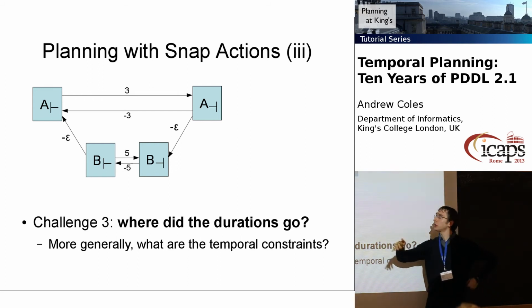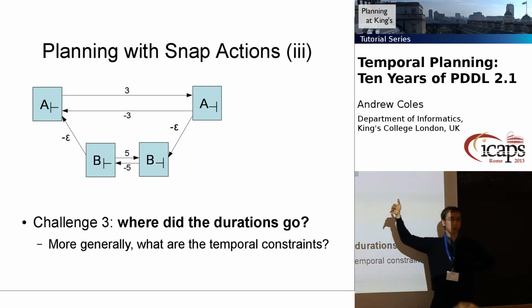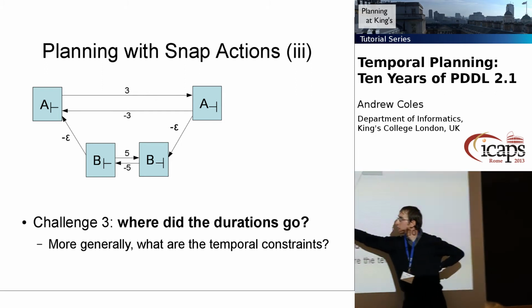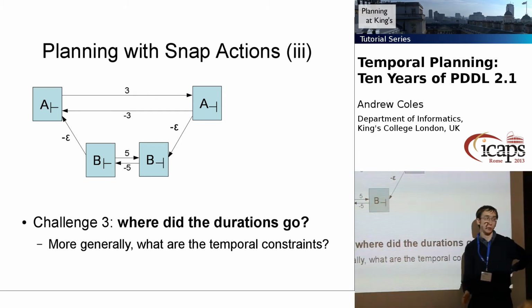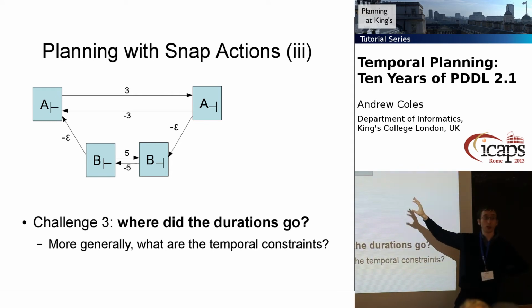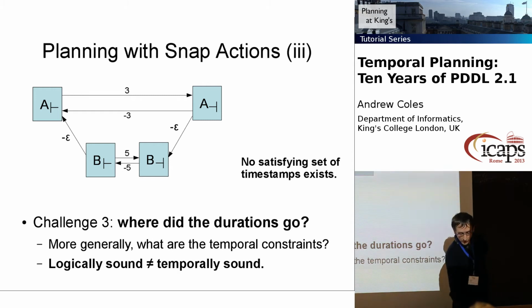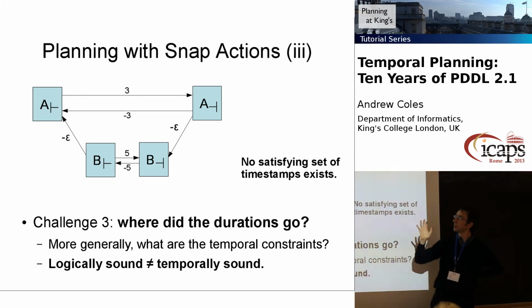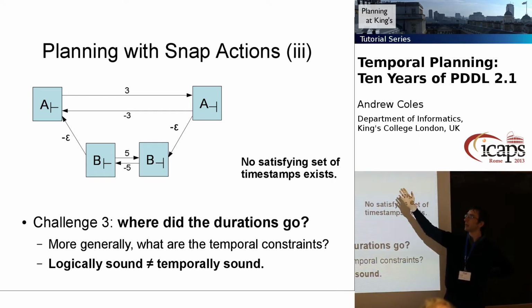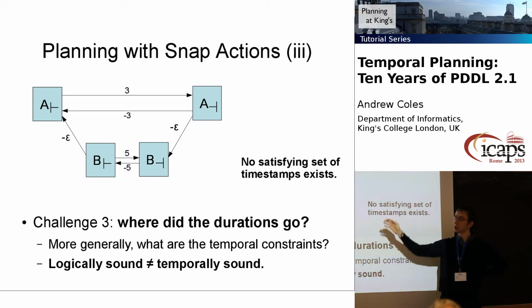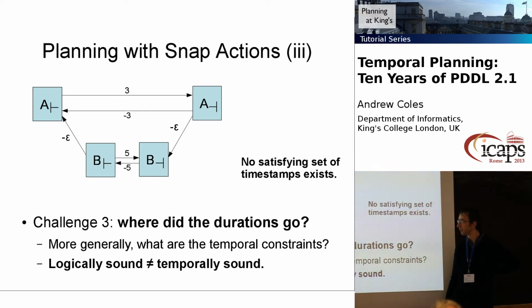The problem is now, if we look at what it's saying at an intuitive level, it's saying we have an action A with a duration of 3, and within that, we're going to start an action B, and we're going to end an action B, and B has a duration of 5. 5 cannot occur within 3 time units. So in fact, in this case, no satisfying central timestamp exists. It is impossible to say, here's a time at which we can schedule the start and the end of these actions such that we have an executable plan.